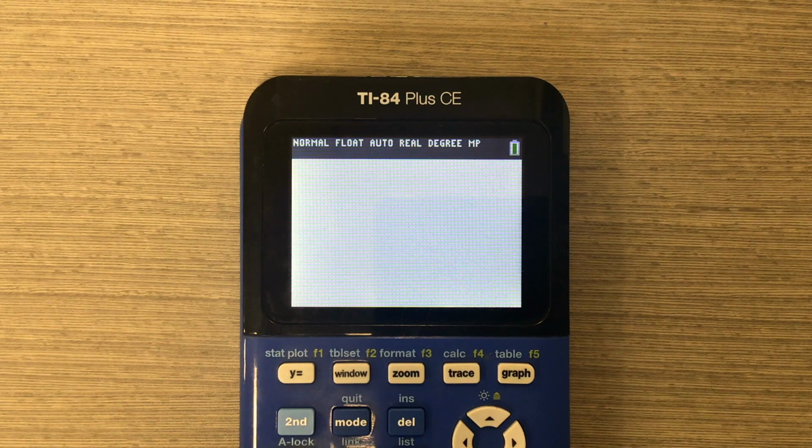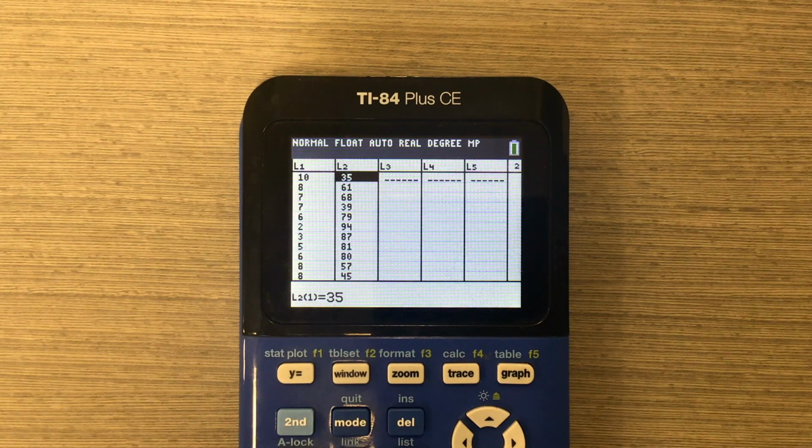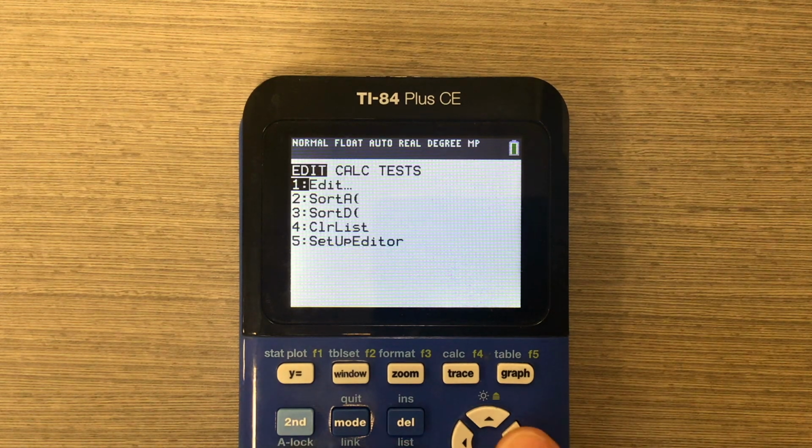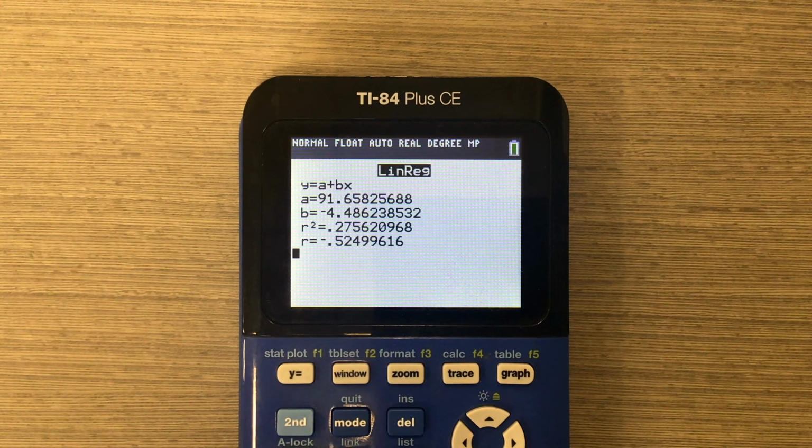So first what we're going to do is check to see if our residuals are nearly normal. The first thing you should have done is enter all the data into your lists 1 and 2, and you should have run a linear regression on lists 1 and 2 to come up with your linear model, like so.